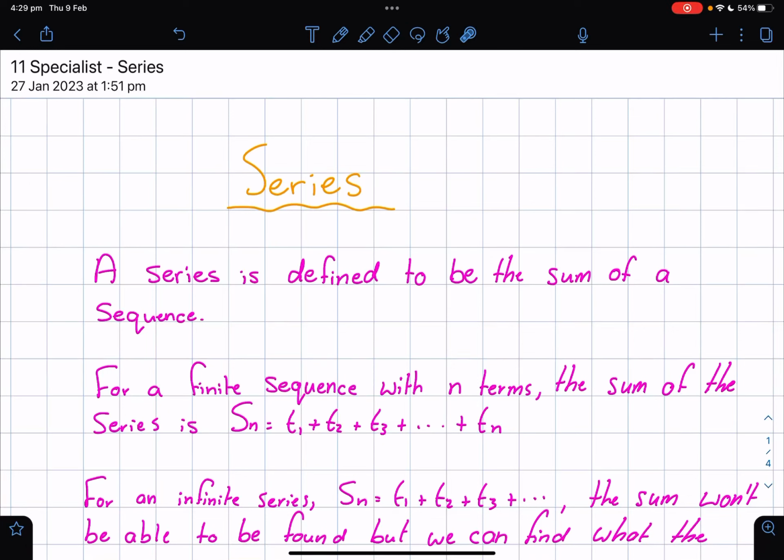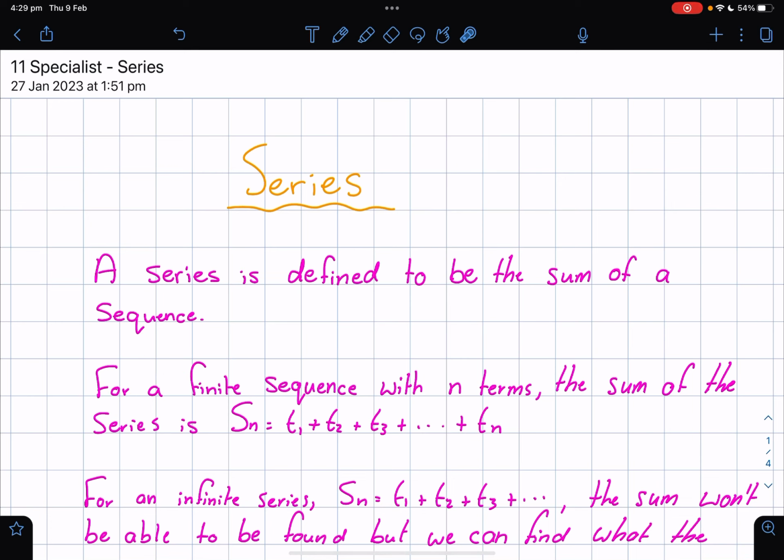G'day team and welcome back to some more sequences and series, and today we are going to actually start looking at series. So we've done a whole heap of work with sequences, so now it's time to develop that into series. So a series is defined to be the sum of a sequence. Okay, so all of the terms in a sequence we add together, and that is our series.